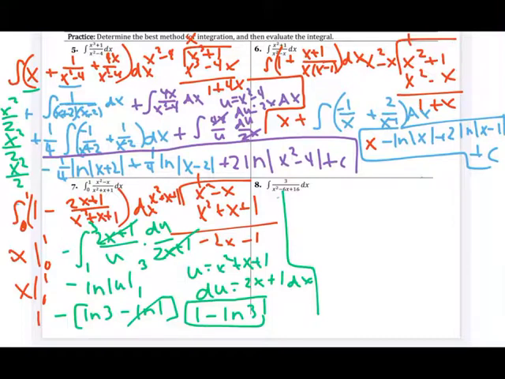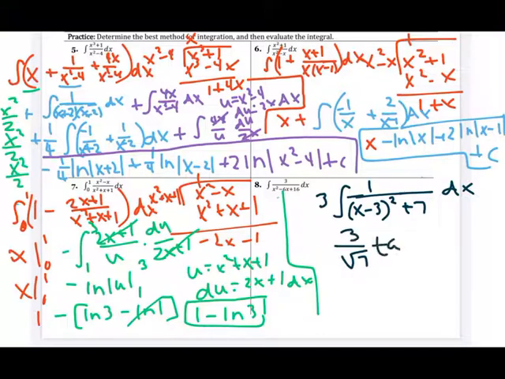Notice on number 8 that the denominator does not factor. So I'm going to factor a 3 out, and I'm going to complete the square on the bottom. This is going to become x minus 3 quantity squared, minus 9 and plus 16, giving 7. And this is going to give me arctan, where a is the square root of 7, so 3 over the square root of 7 times arctan of x minus 3 over the square root of 7 plus C.